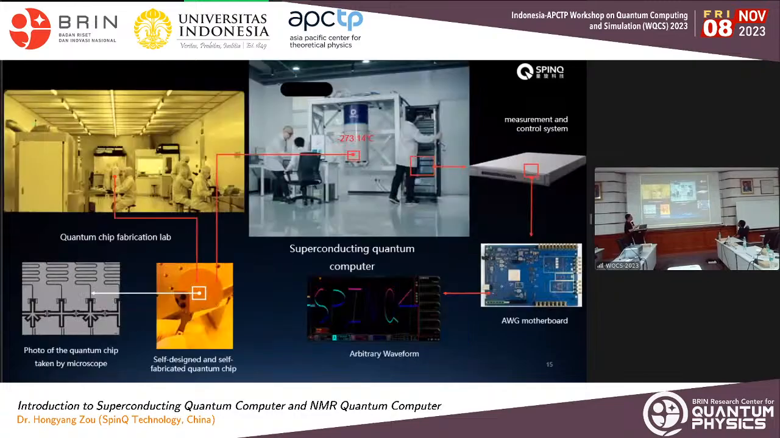And here are some real photos for quantum. For example, the quantum chip fabrication lab and the photo of the quantum chip under the microscope.